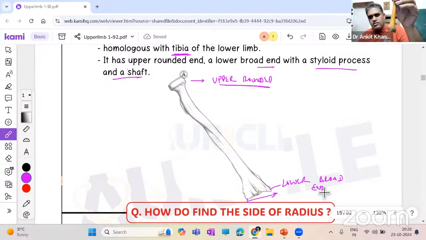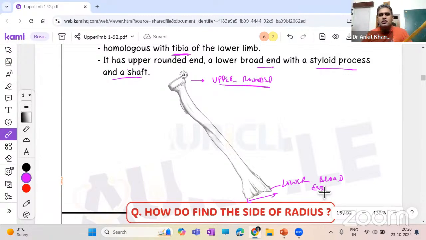Now, I'm just telling you how to identify the radius. I hope you can easily identify it with the upper rounded head and the lower broad end. Now, then comes a point: is it of the right side or left side? Identification, you can do without touching the bone. It is placed 4 feet away from you. You can say, okay, it is radius.